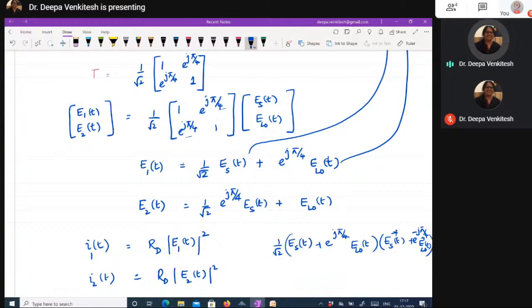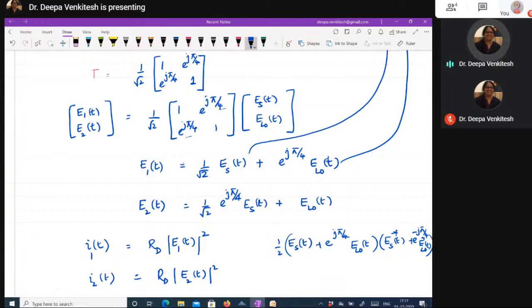So this becomes 1 by 2 because there is a 1 by root 2 times 1 by root 2. And Es conjugate times Es will be mod Es square. So you can do this expansion and find out what is the corresponding expression for the photocurrent.